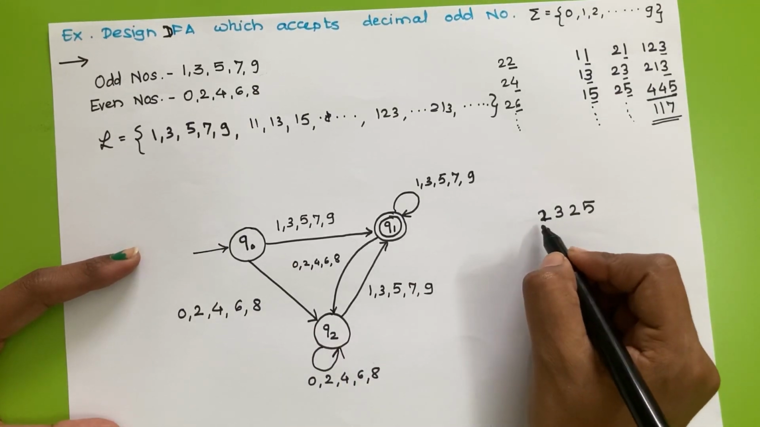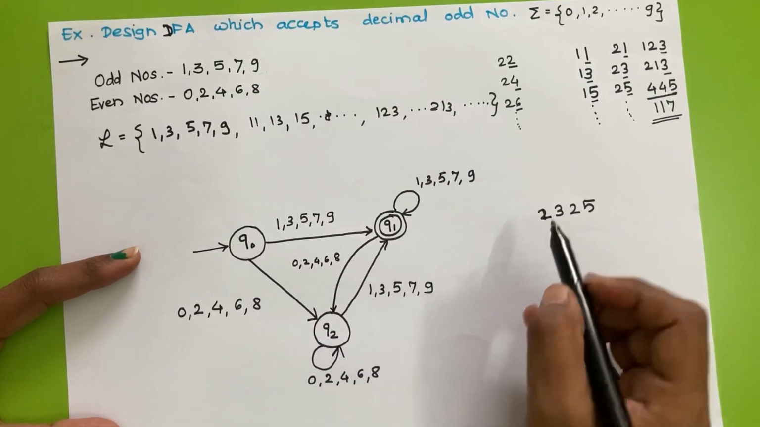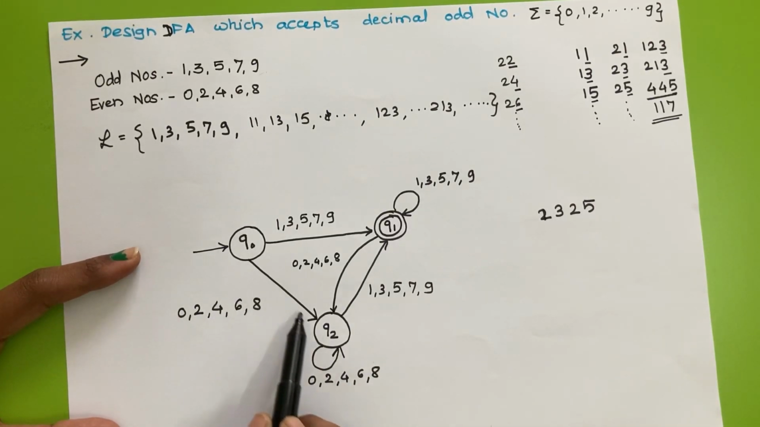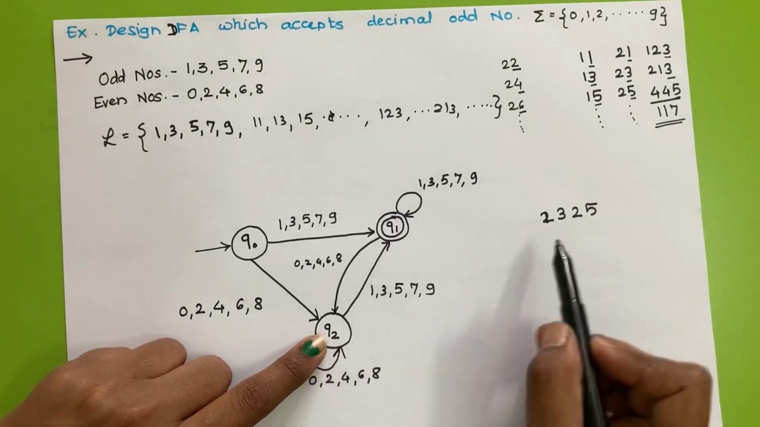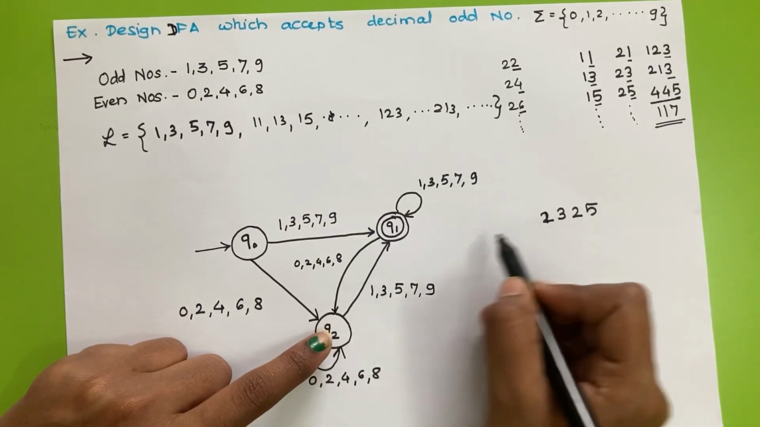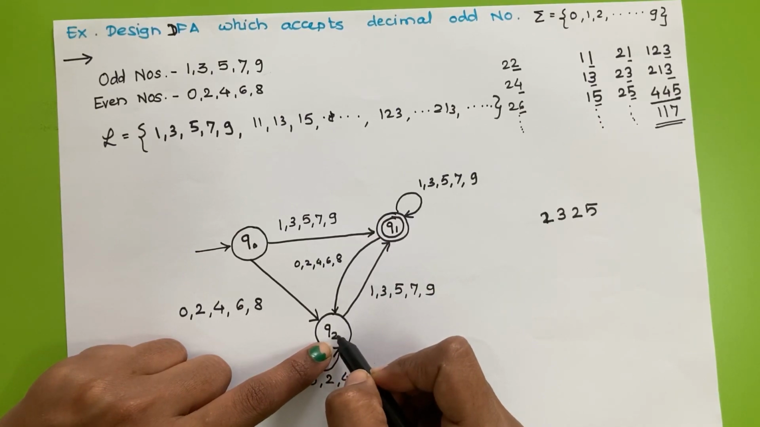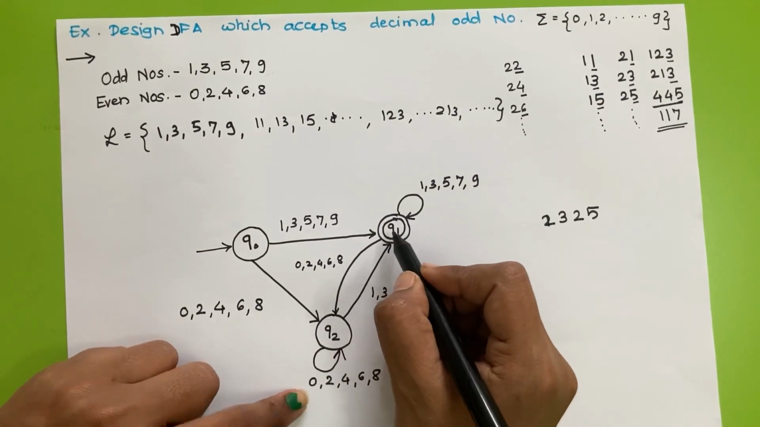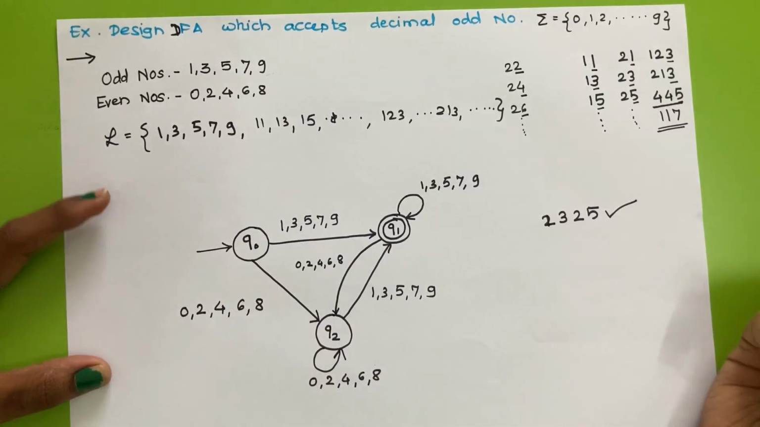Now we'll see how this number will be accepted. For 2, I can move from q0 to q2, then for 3 it will go to state q1, then for 2 it will return back to state q2, and for 5 it will go to state q1, and q1 is my final state. That's why this number will get accepted.